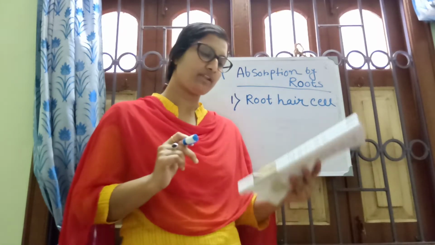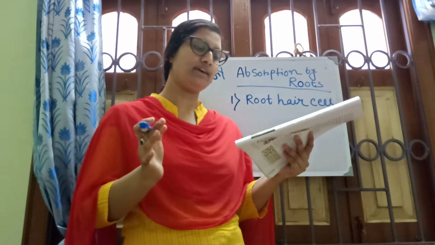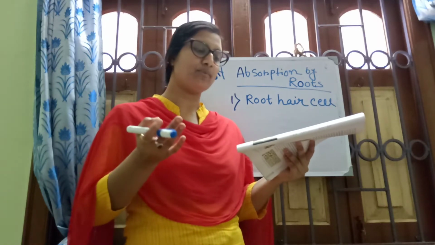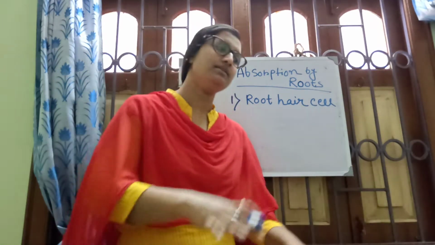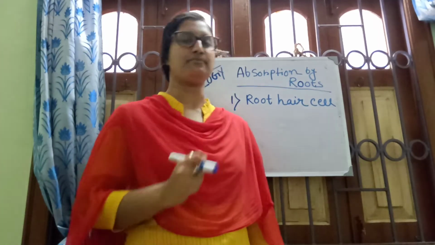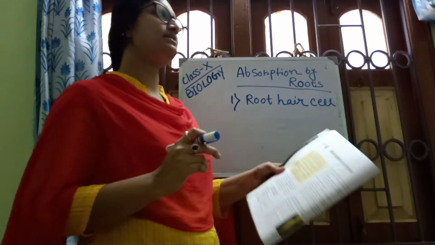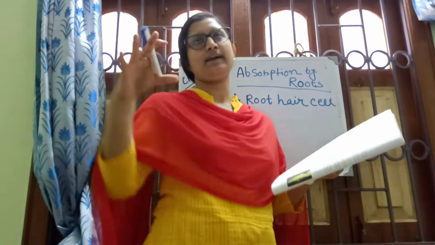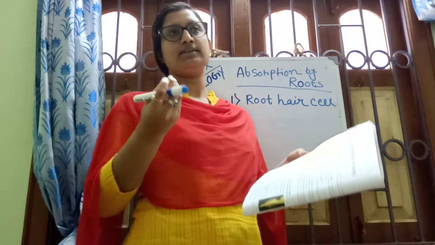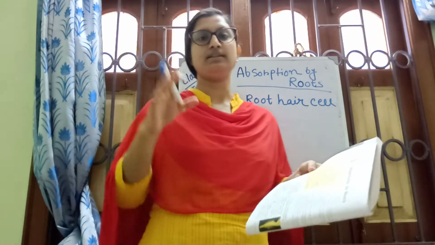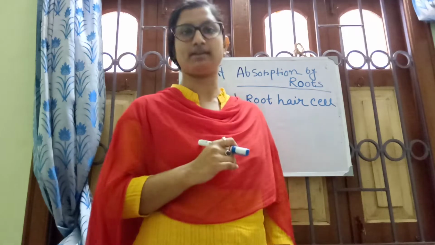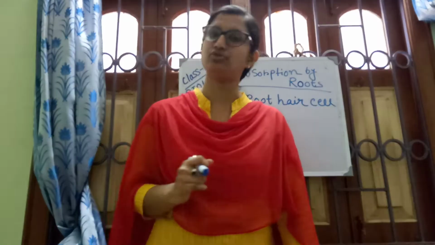One point: this is the root hair cell. It provides an enormous surface area, and so it can easily absorb the water and minerals. Number 3, in the root hair, the cell wall is present. The cell membrane and cell wall are made of cellulose, and this is freely permeable to water. That's why they can also easily absorb.